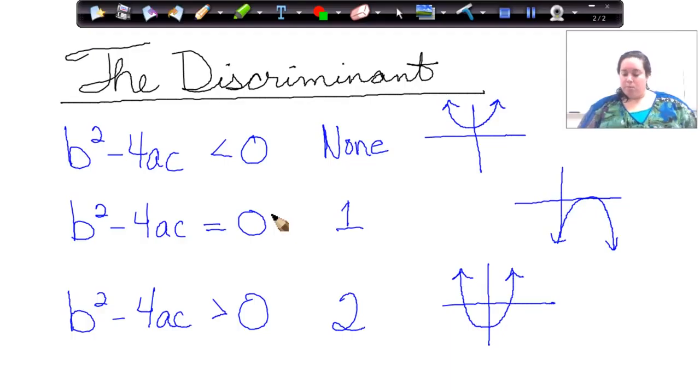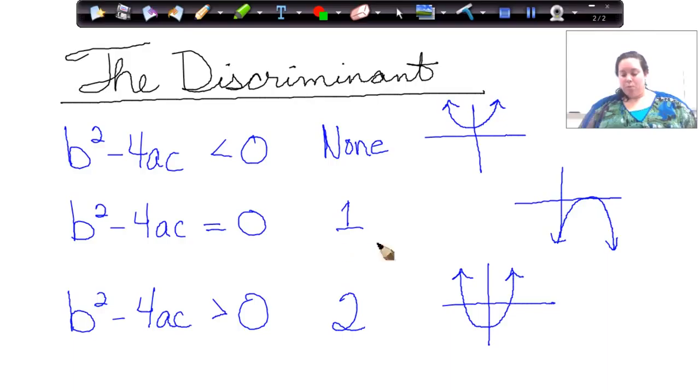Okay, that happens when we have a quadratic, a parabola. Remember, a quadratic equation is a parabola. When we have a parabola that doesn't ever cross the x-axis, that means it has no x-intercepts. It means it has no solutions. Okay, none, no solution.